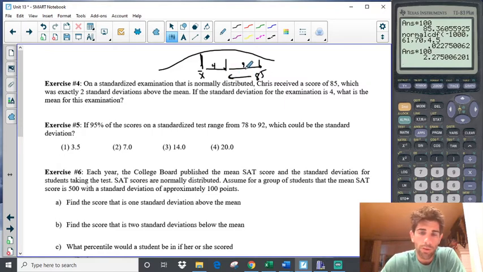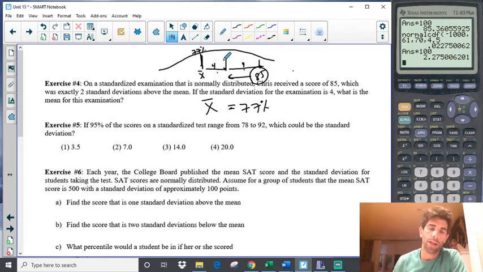Well, let's work backwards. Subtract 4, subtract 4. So that means that the mean on this test was a 77%. So that was right here. So 50% of the people got a 77. Since he was 2 standard deviations away with an 85, I just subtracted out 2 standard deviations.